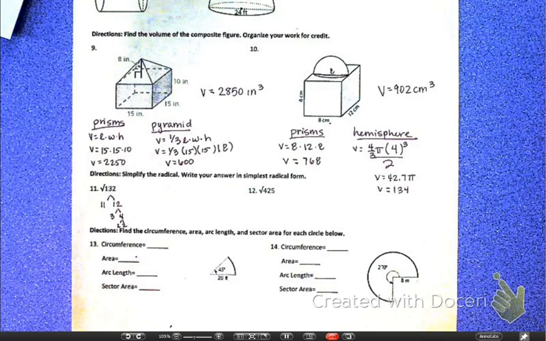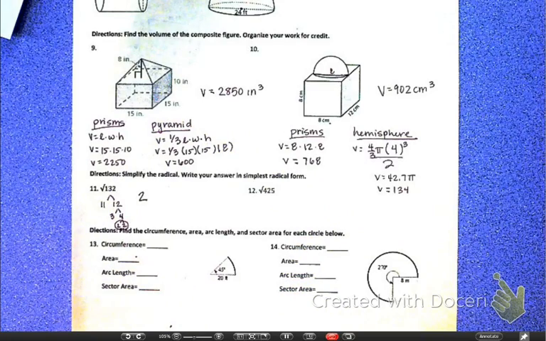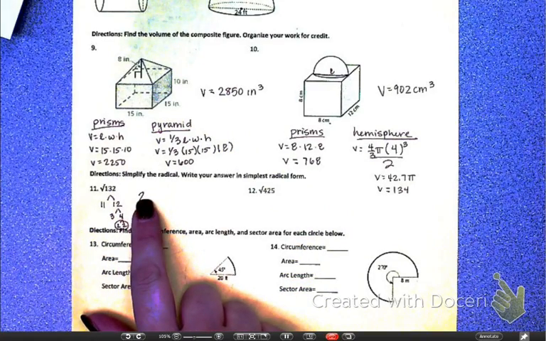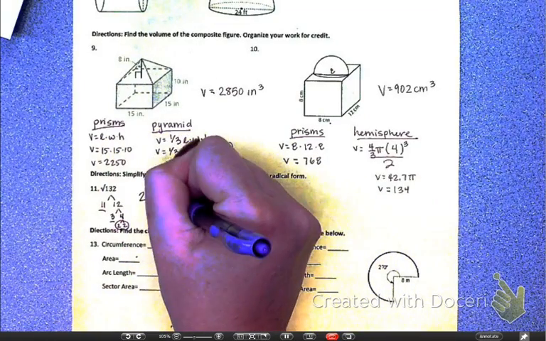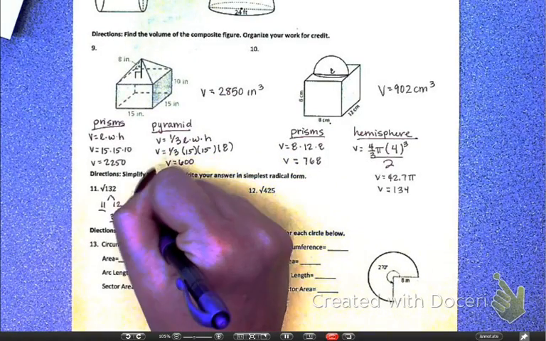Okay, here's where we struggle. So we can break it down, and then we can circle, but we don't forget what to do from there. If you circled a pair, that pair comes out as a single term. Okay, so it's not 2 times 2, it's just a single 2. And then what's left over stays inside. So the 3 and the 11. Your final answer should be 2 square root of 33.